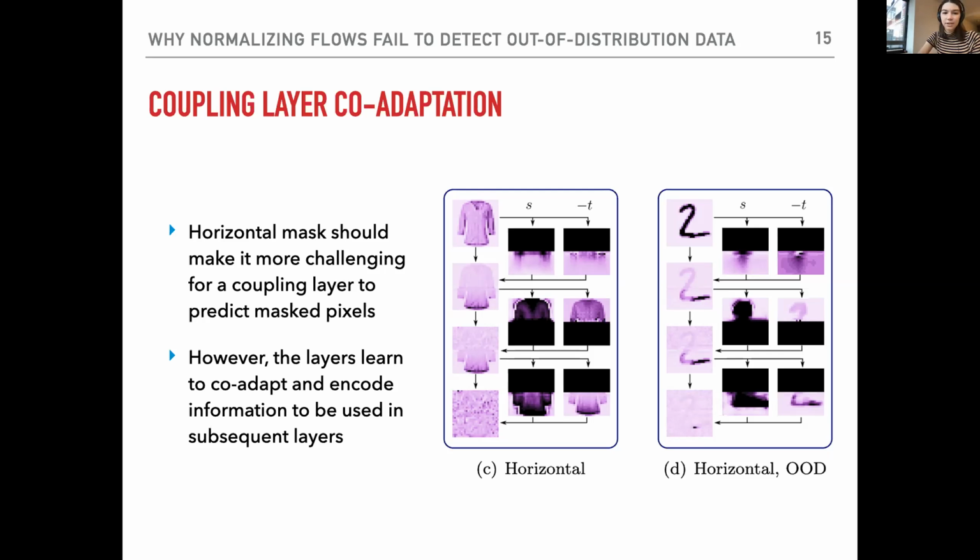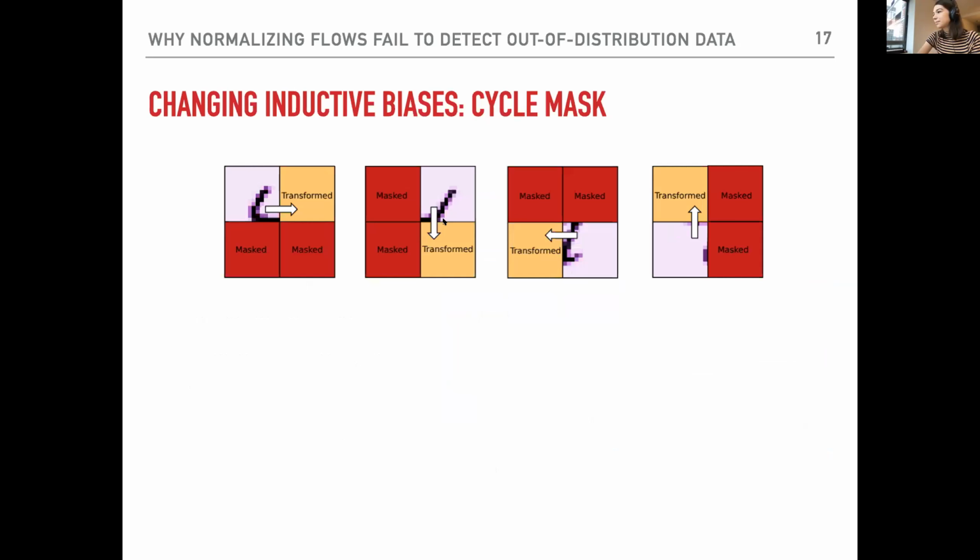And the answer to this is in this co-adaptation phenomenon. When the prediction is made in the first coupling layer, it encodes the information about the top half in the bottom half, and then it decodes it in the subsequent layers. It's quite interesting, and the flows are still able to co-adapt and use this mechanism equally well for in-distribution and OOD inputs.